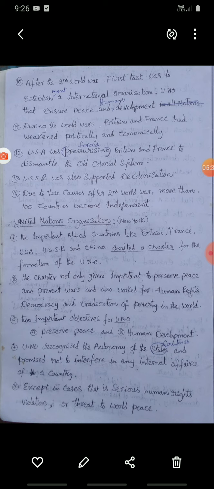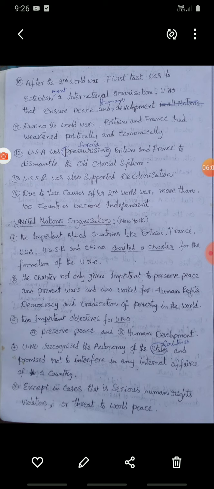The USSR as well as the USA also supported decolonization. They forced Britain and France to dismantle the old colonial system. Due to that, after the Second World War, more than 100 countries became independent.